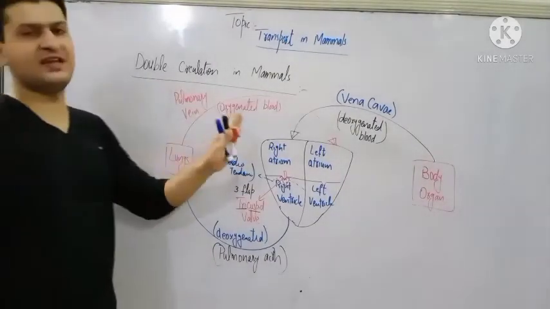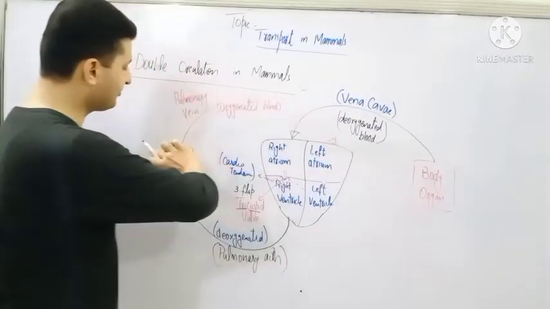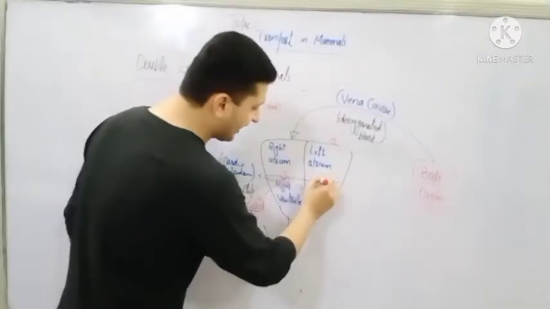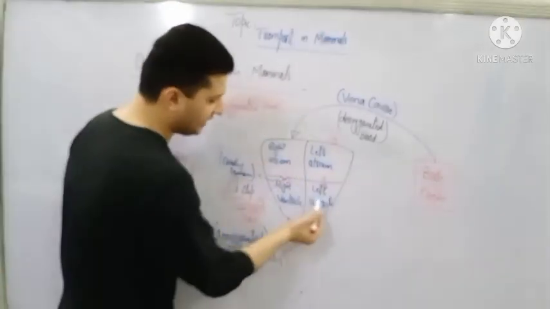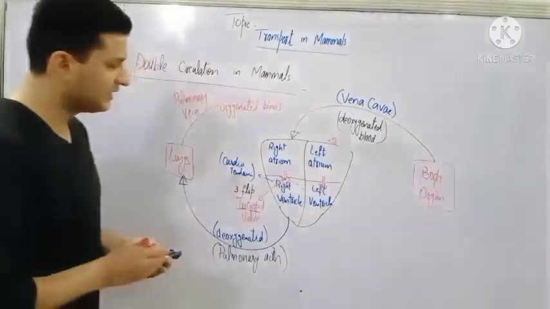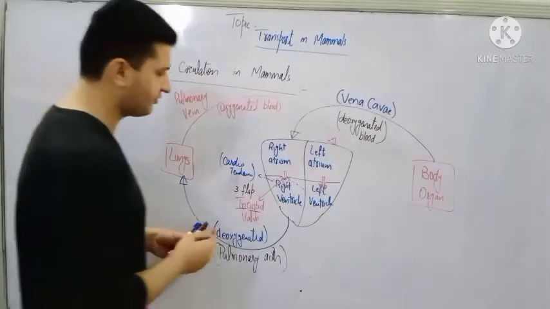Otherwise, you know that all the veins carry deoxygenated blood. Now the blood from the lungs has arrived at the left atrium. Now from the left atrium, blood moves to the left ventricle through this valve.